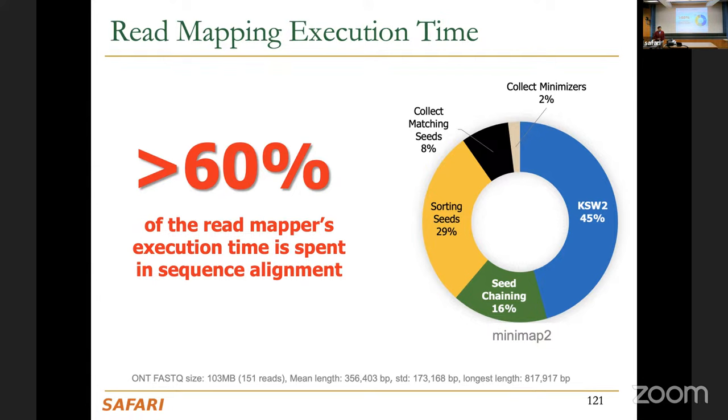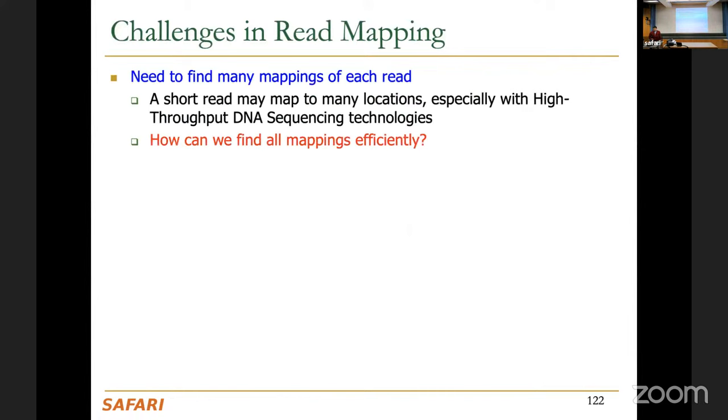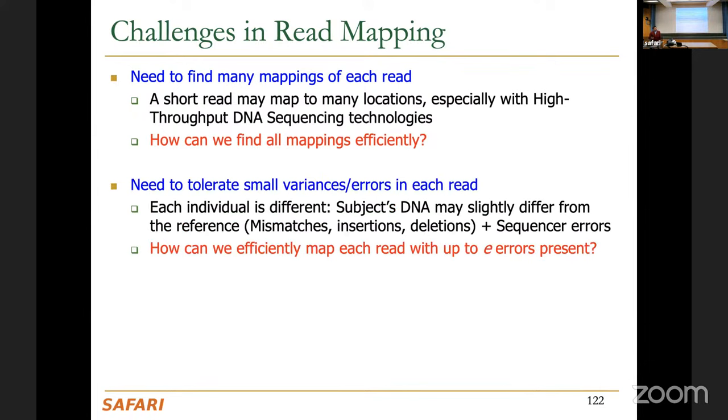And remember, again, read mapping would perhaps contain the indexing part, the seeding part, and some other steps even before the alignment part. Of course, there are certain challenges in read mapping to tackle to make it faster. For example, there are many reads that we want to map, so how can we map all of these efficiently? As I said, we want to tolerate errors or variances between a pair of sequences. This means that we need to perform approximate string matching for many applications.